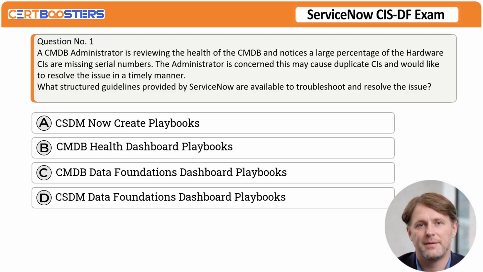A CMDB administrator is reviewing the health of the CMDB and notices a large percentage of the hardware CIs are missing serial numbers. The administrator is concerned this may cause duplicate CIs and would like to resolve the issue in a timely manner. What structured guidelines provided by ServiceNow are available to troubleshoot and resolve the issue?